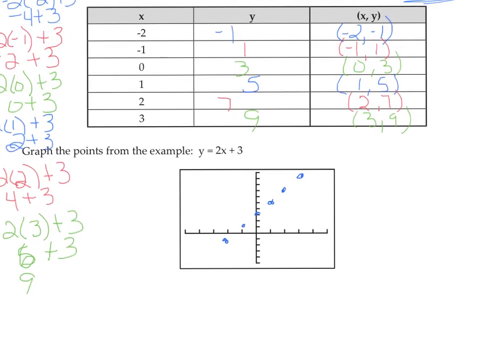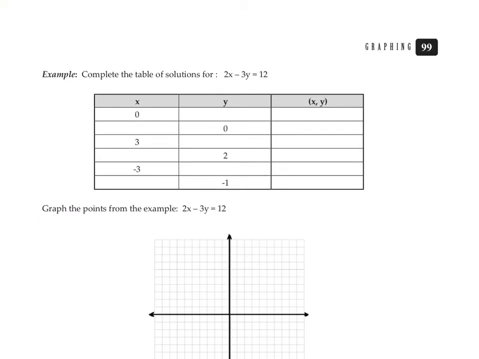All right, let's go to the next page. Well, maybe I can freehand this line. There we go. And of course, we put arrows on the end of the lines to indicate that the solutions go on infinitely. All right, on this next page, we're going to do the same thing.